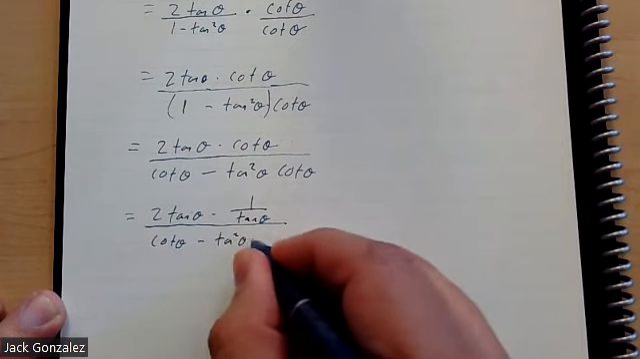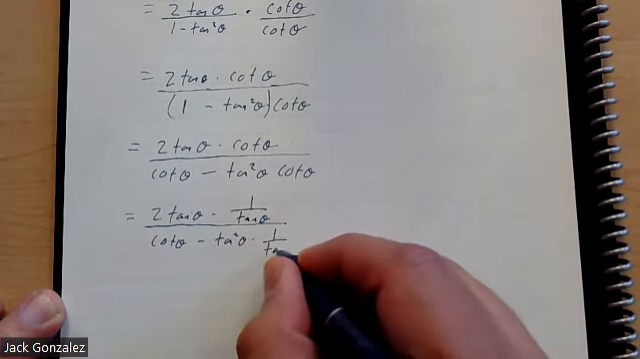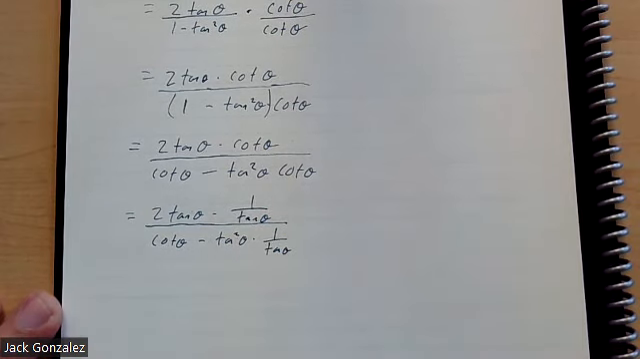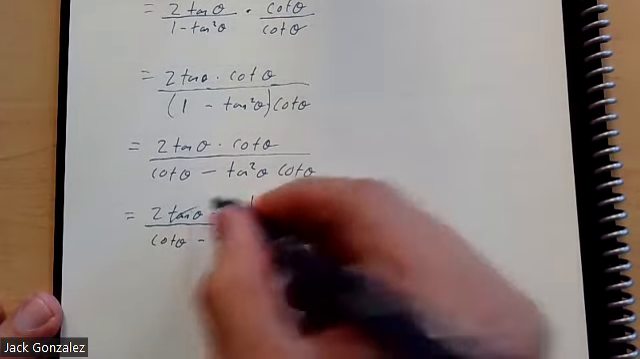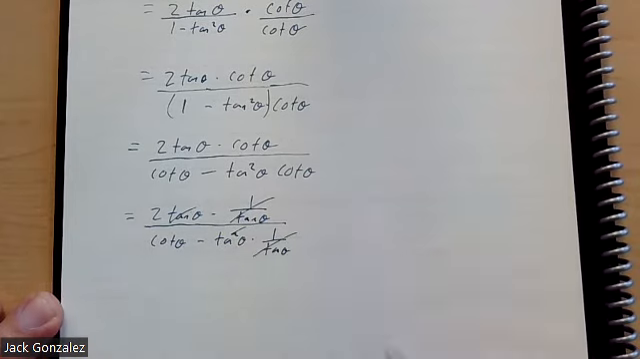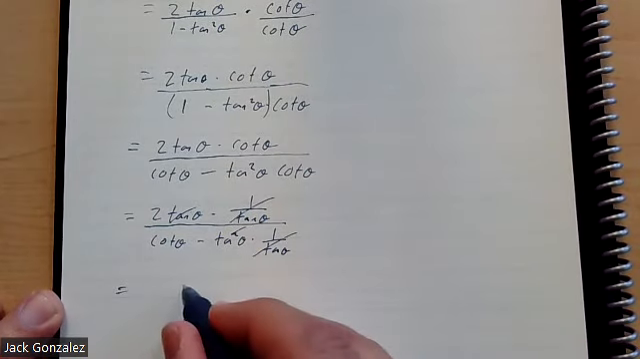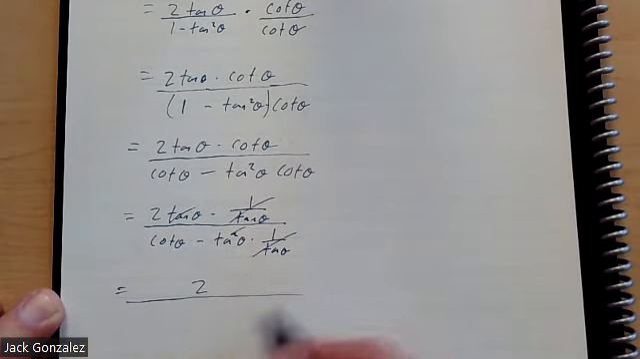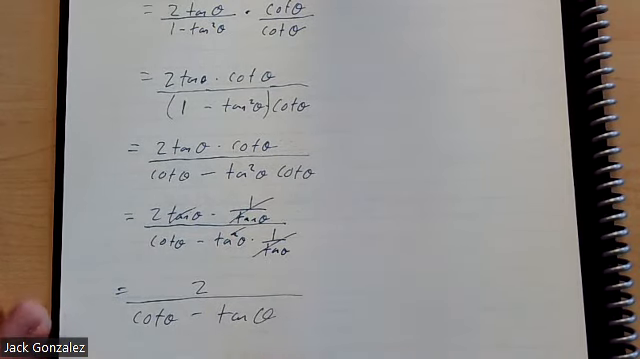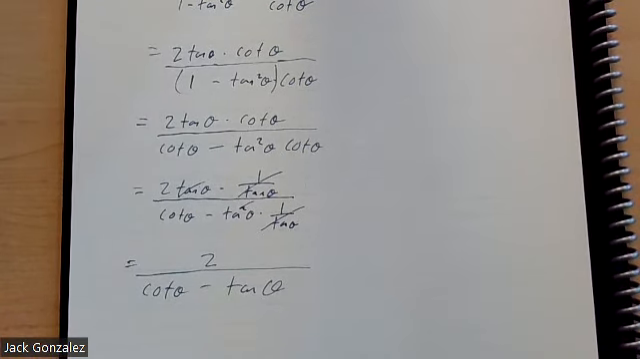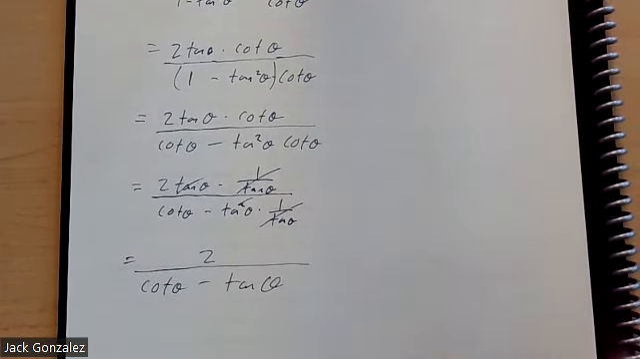So that means that one of these will be canceled. So these are gone, and one of these are gone. But finally, we're at 2 over cotan minus tan. That's what we wanted to show, right? And any questions on the steps?